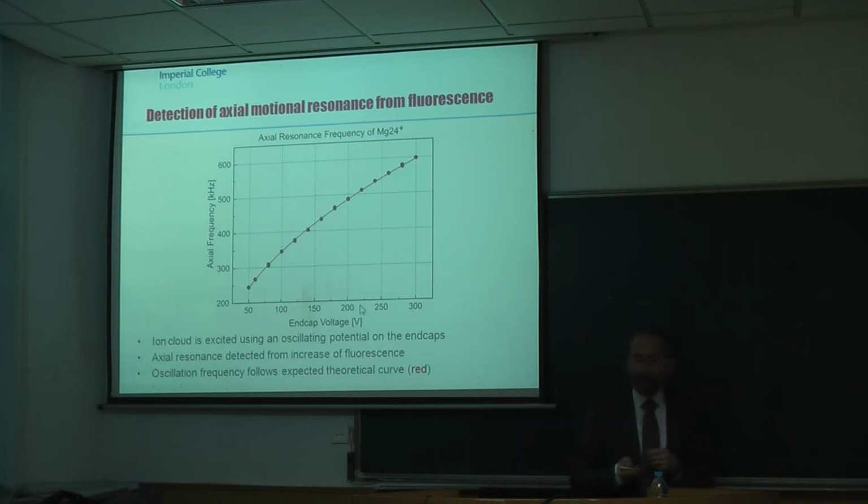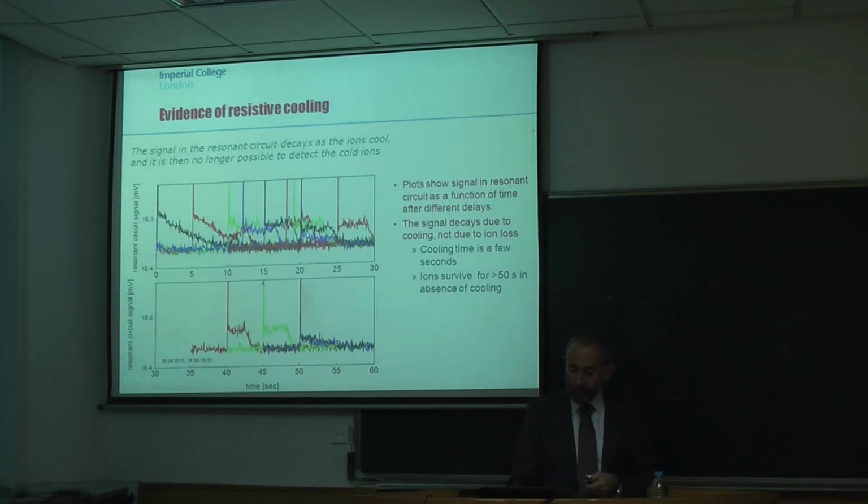So something that is understood better is the oscillation frequency, and you can see here the oscillation frequency of the ions as a function of voltage. That's exactly what you expect it to be, and that behaves well. So you measure this by preparing the cloud cold, and then applying an oscillating potential to one of the electrodes and looking to see the fluorescence change when the ion cloud is excited. So that behaves exactly as you expect it to.